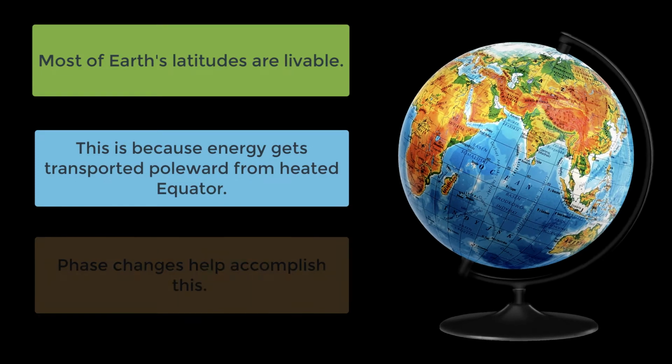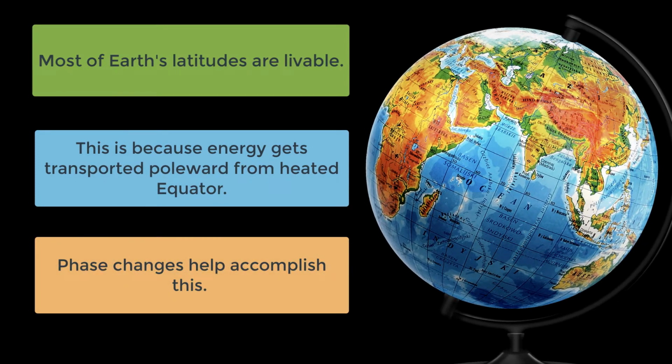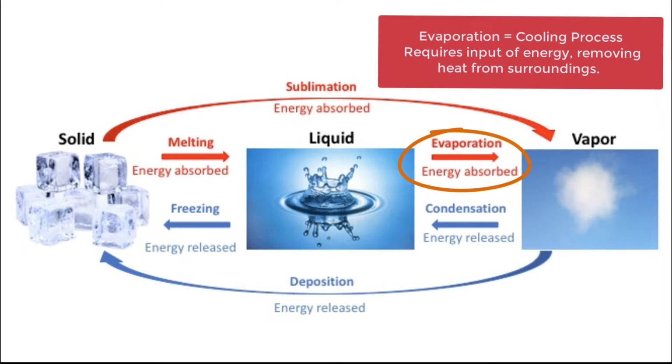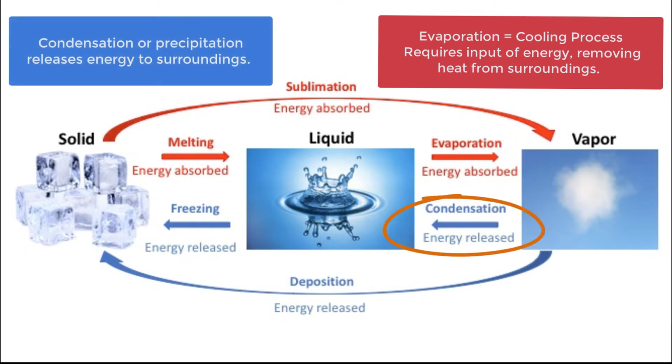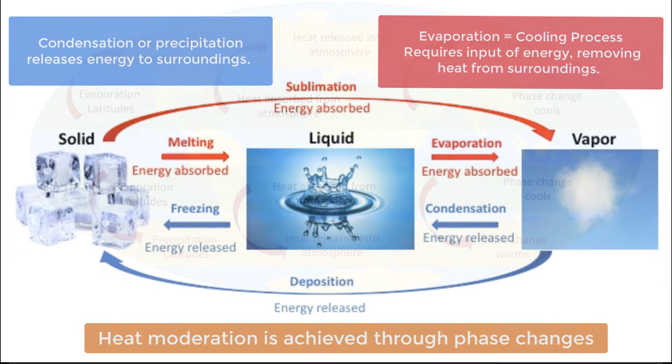The phase changes of evaporation and precipitation bring about a temperature change as well. Evaporation requires the input of energy and thereby cools the surrounding area. You know that because sweat cools your skin and therefore your body. And precipitation, on the other hand, releases energy. So heat moderation is accomplished through this phase change.